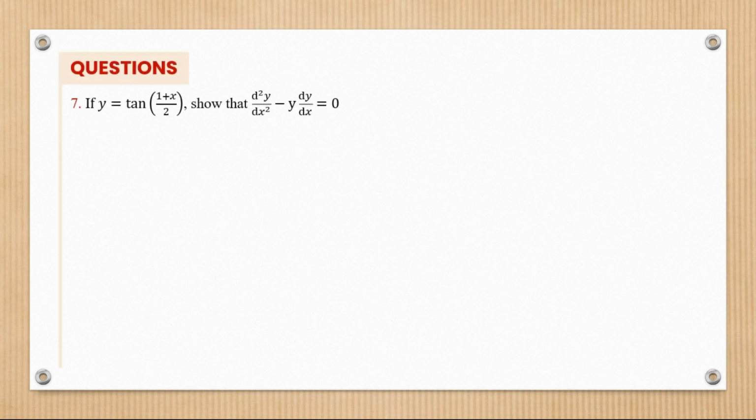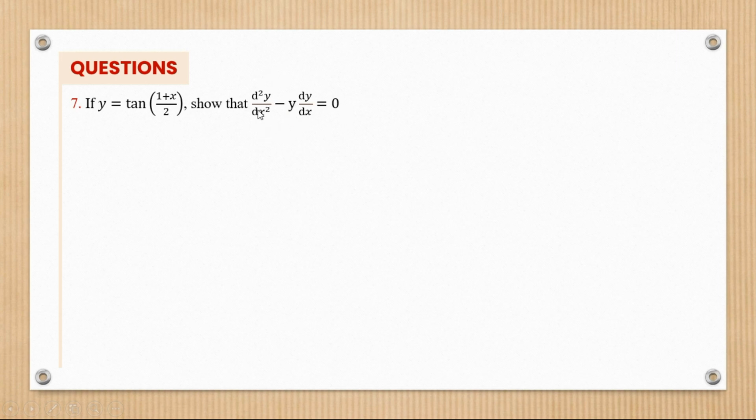Alright, so question number 7, we're being told that if y is equal to tan of (1 plus x) over 2, show that the second derivative, d²y/dx² minus y dy/dx, should actually be equal to 0. Now there's something you also note in this question. You can actually say that we have the value of y in our final proof. So that means we actually have to look to preserve it.